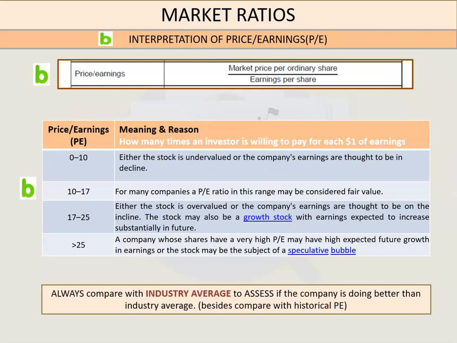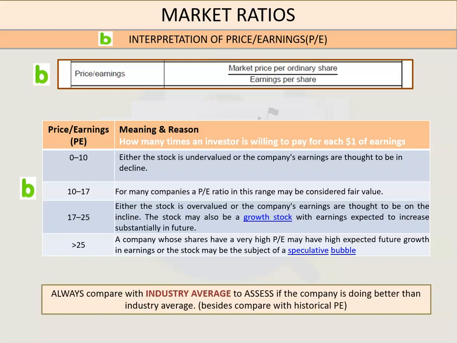Now, the second market ratio is price-earnings ratio. This is market price per share divided by earnings per share. We will only look at ordinary shares, not preference shares in this case. So you need the previous ratio to calculate this ratio. Now, there are a few guidelines here, but let's look at the meaning of this ratio first. This ratio basically means how many times an investor is willing to pay for each $1 of earnings. And this is referring to the confidence level of the investors in the share of the business.